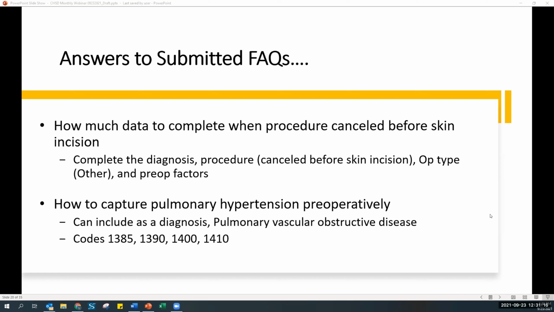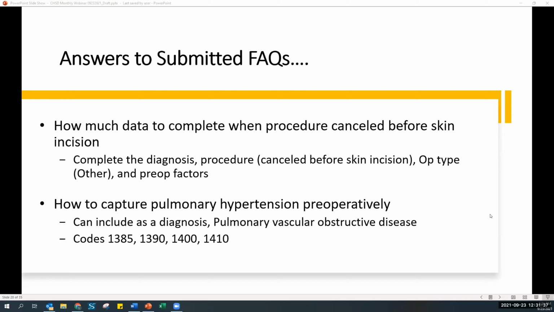Obviously, you can use those other fields for however you desire. Just know that it doesn't get included in the analysis. So there's no way that STS is really seeing what you're writing there, but for local use, you know what your other preoperative factors are. But you can include pulmonary hypertension preoperatively as one of your surgical diagnoses.